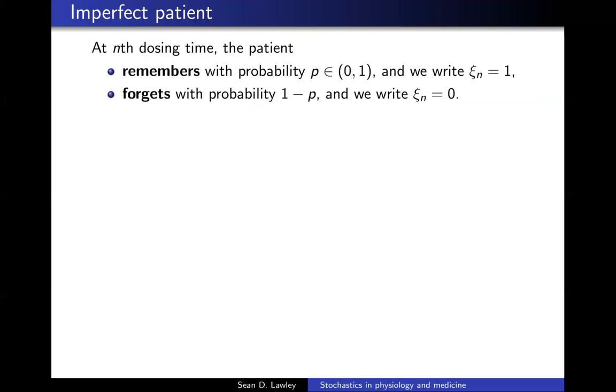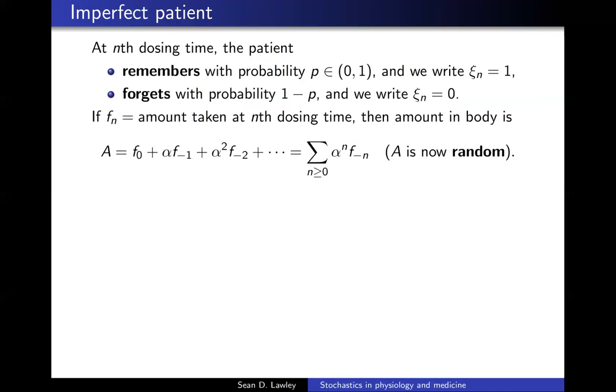And our analysis will allow for correlations in these doses. So maybe if you missed your last dose, you're more or less likely to take the current dose. But for now, we'll assume that you remember and forget each dose independently. And then if f sub n is the amount taken at the nth dosing time, then the amount in the body, which I'll denote by capital A, comes out as this random geometric series.